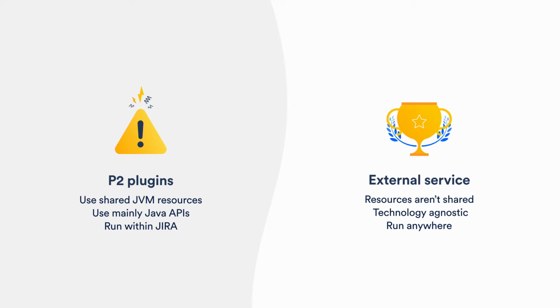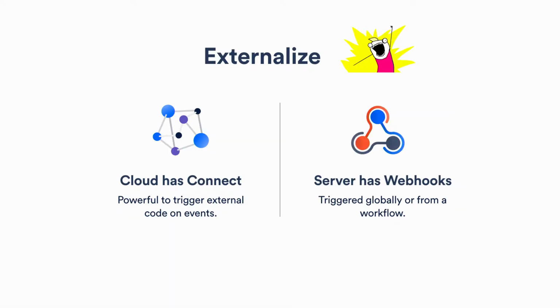Externalizing all the things already happened for Atlassian Cloud. Atlassian Cloud already has Atlassian Connect, which you can use to trigger your code based on events in JIRA. Let's say an issue is created in JIRA, and Atlassian Connect makes sure that your code is triggered where it's running, somewhere on your own hardware. And then I thought, why don't we do the same in server?